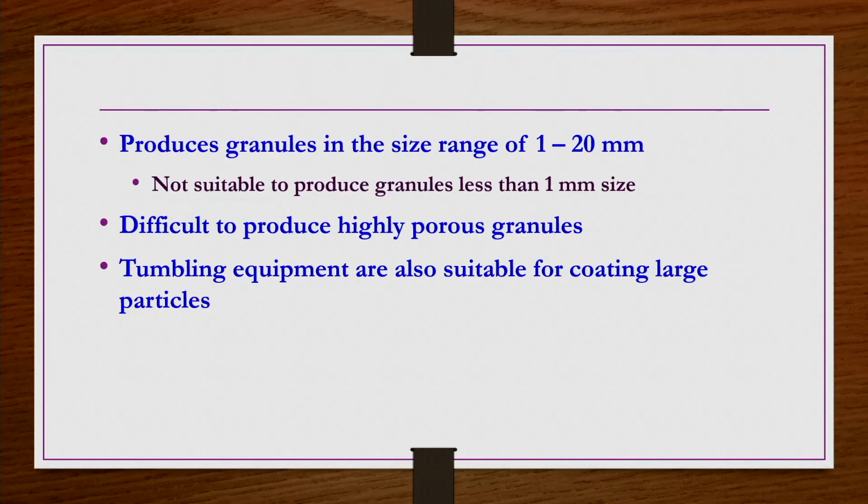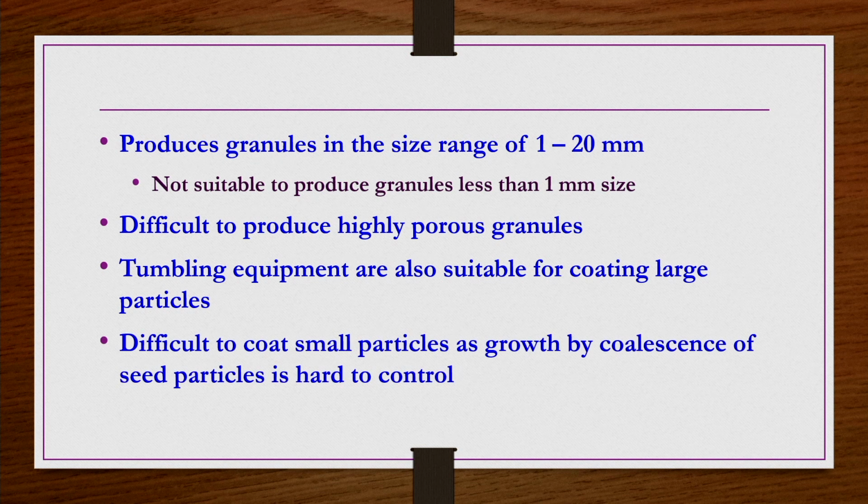Tumbling equipment is also suitable for coating of large particles. First of all, they are not suitable for producing small size particles from fines. They are suitable for producing larger particles, up to 20 mm, and in addition they are also used for coating such large particles. However, as I already mentioned, they are not suitable for producing smaller size particles, and it is very difficult to coat such small particles.